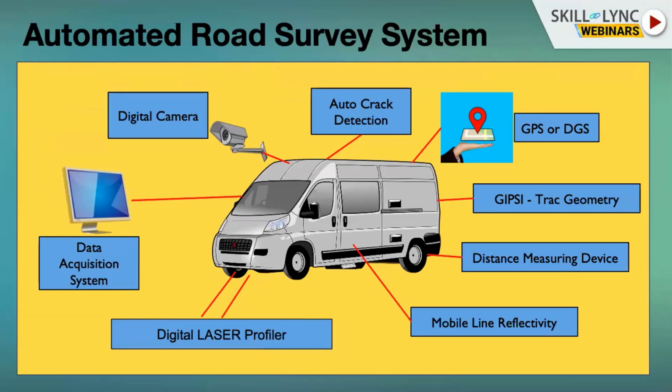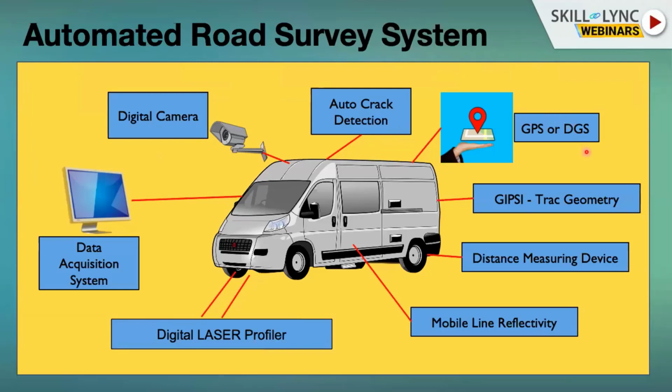Right? The automated road survey system is basically an integration of different technologies, combined together so that most of the parameters will be evaluated all together. If you see the different equipment here, we have digital cameras. These are very high definition digital cameras. We have auto crack detection systems, or sometimes we detect the cracks by using the cameras.